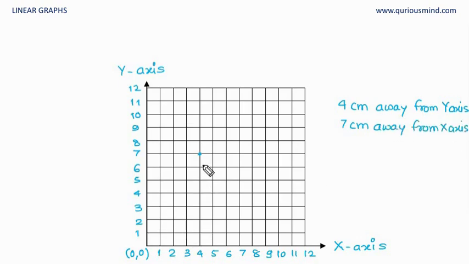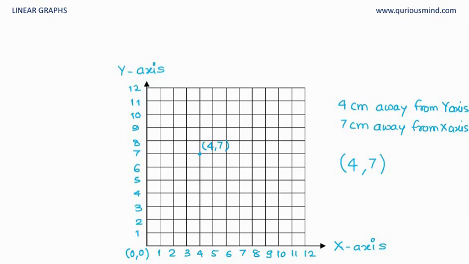Now if you see here, this is 7, in the same line, and here 4 in the same line. So the distance from the y-axis is its x coordinate. We always write the x coordinate first, and then we write the y coordinate, which is the distance from the x-axis. So 7. And that way this point is represented as 4, 7. These are the coordinates of this point.